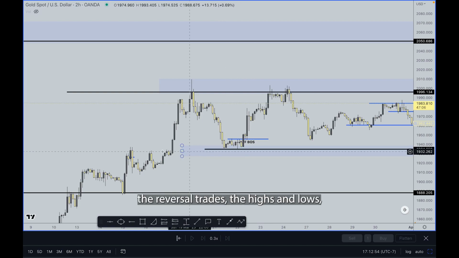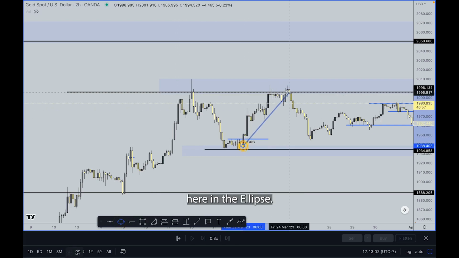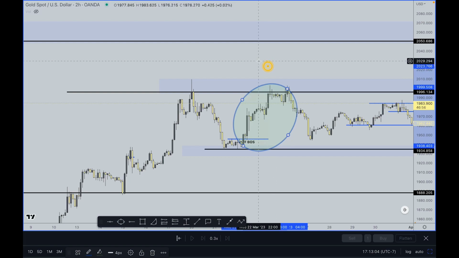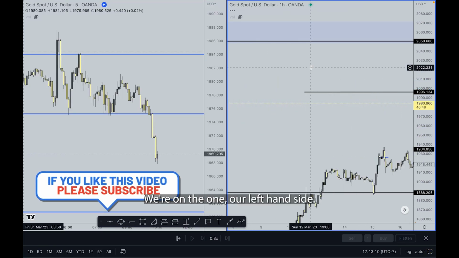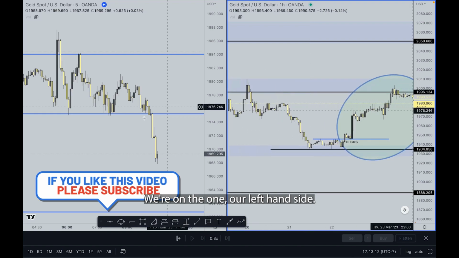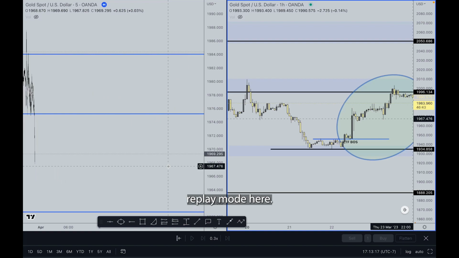Remember, if you're catching the reversal trades, the highs and lows, you could have sniped it on the lower time frame here. But right now we're looking at the 2-hour time frame. We're looking at this price action here in the ellipse. To split screen, on the right-hand side we're on the 1 hour. On the left-hand side, we are on the 5-minute time frame. Let's get off of this bar replay mode here.